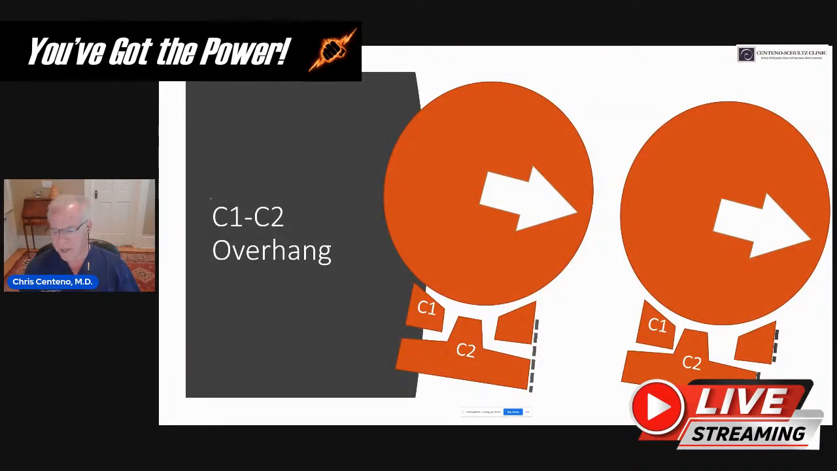One of the key concepts we'll be talking about is this idea of C1-C2 overhang. We see this usually on a digital motion X-ray, or DMX. That's a real-time X-ray where, during an open mouth view, the patient tilts their head right and left. So what we're generally seeing is this view down here.